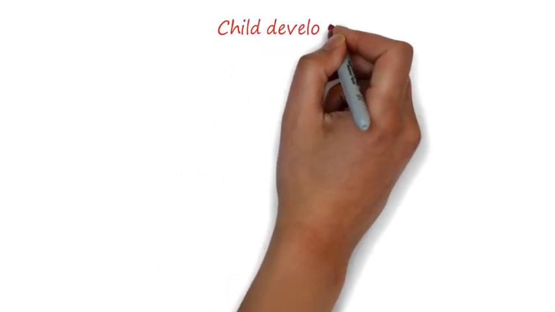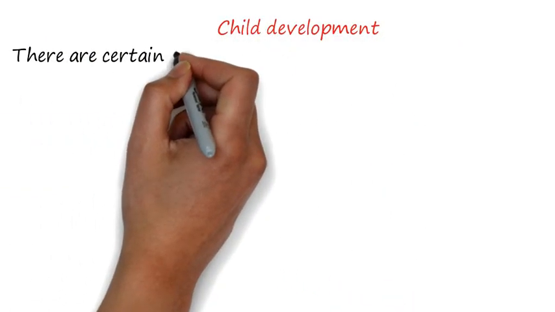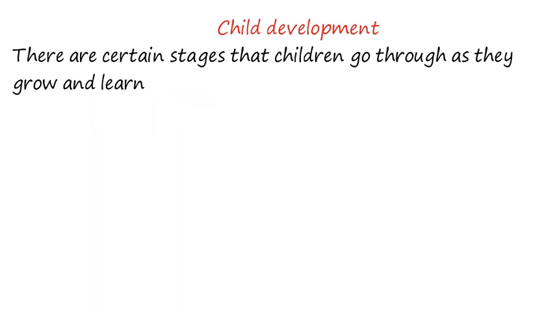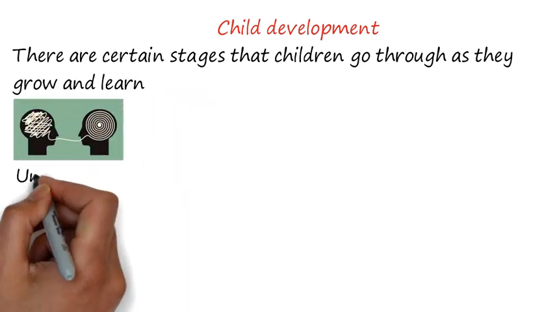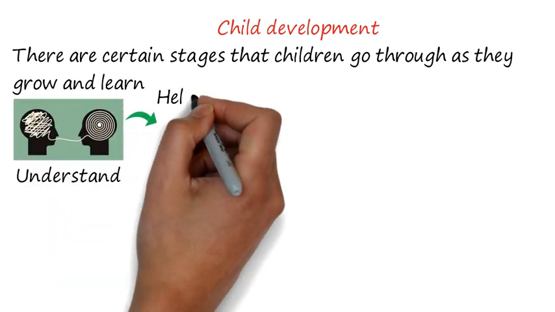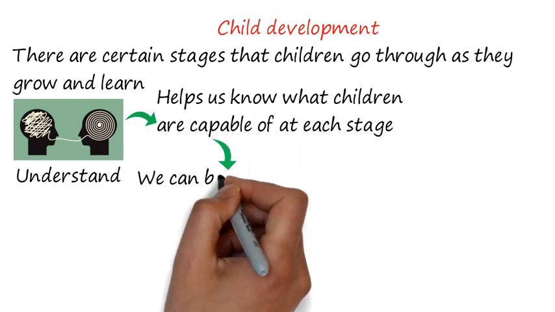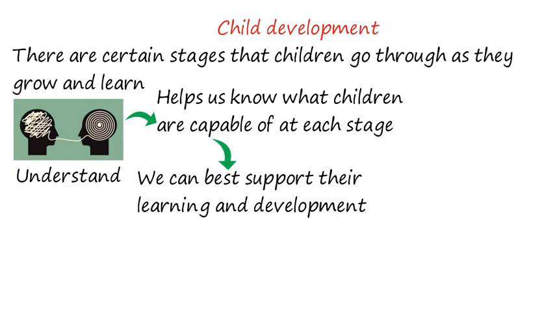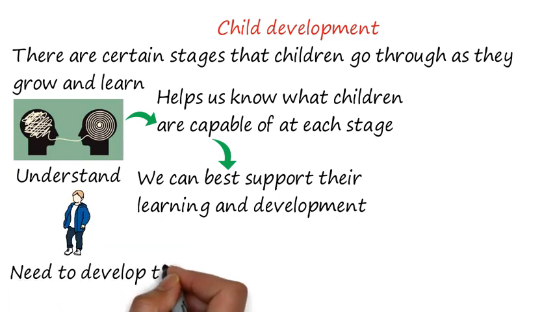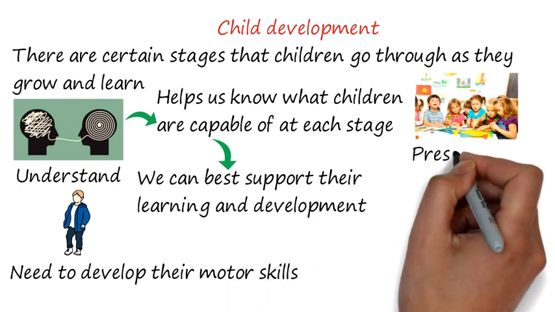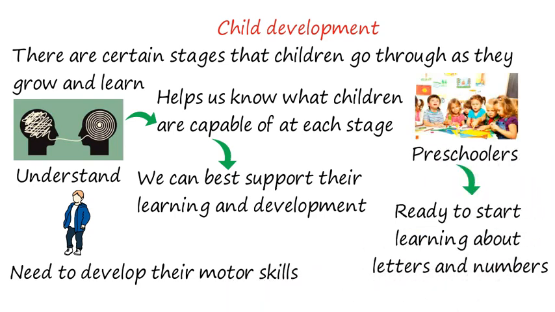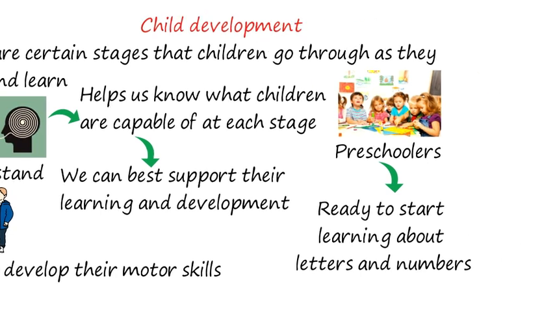Child development follows an orderly sequence, which means that there are certain stages that children go through as they grow and learn. This sequence is important to understand because it helps us know what children are capable of at each stage and how we can best support their learning and development. For example, we know that infants need lots of physical experiences to develop their motor skills, while preschoolers are ready to start learning about letters and numbers.